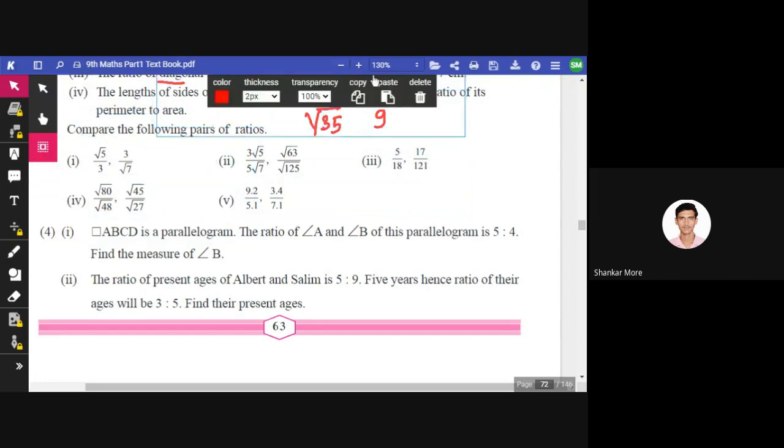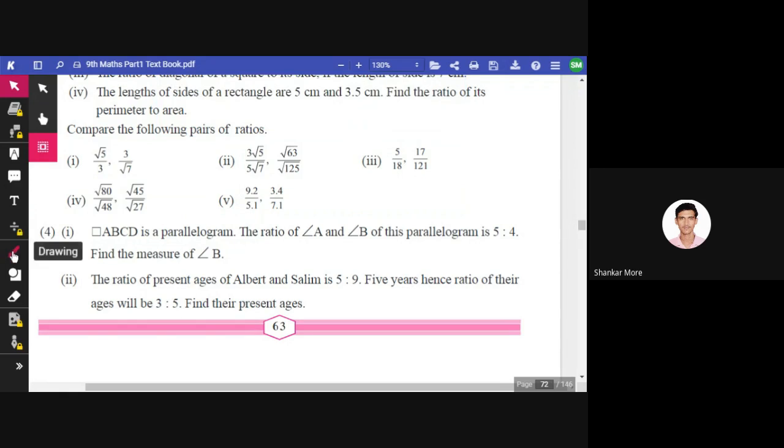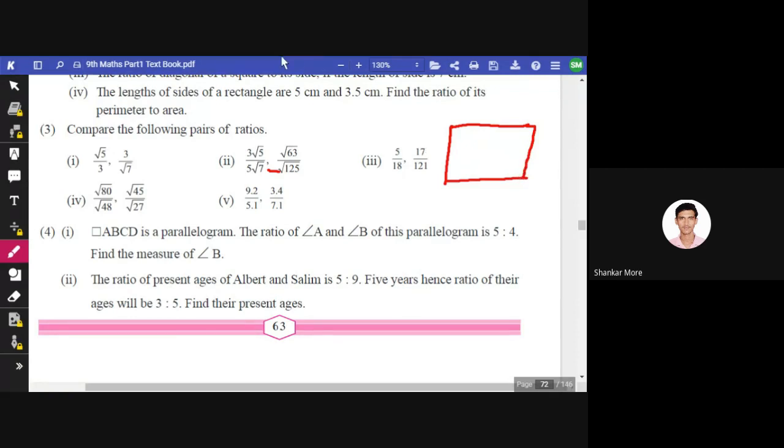First of all we have a parallelogram. I think a parallelogram looks like this, somewhat like this. Just a second. It is just a tilted kind of rectangle, right? It is tilted, isn't it? So this is a parallelogram, and we have names as A, B, C, and D. So angle A and angle B are in ratio 5:4.